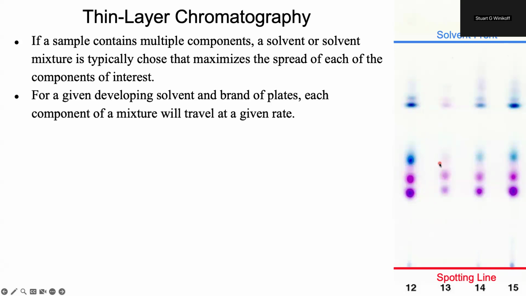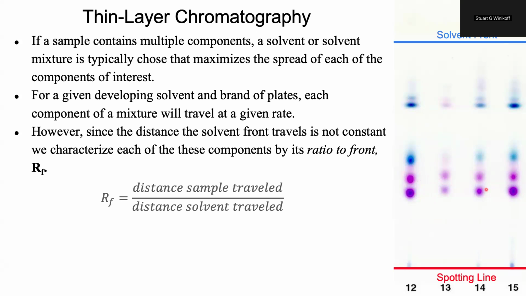So what we're going to find is that if you have a given brand of TLC plates and a given developing solvent, each of these components is going to travel at a relatively given rate, being faster or slower. But one of the big problems is the solvent front may not move as far each and every time. Sometimes you may let your TLC plate sit longer, sometimes less. So what we really need to find is that relative distance that your solvent changes.